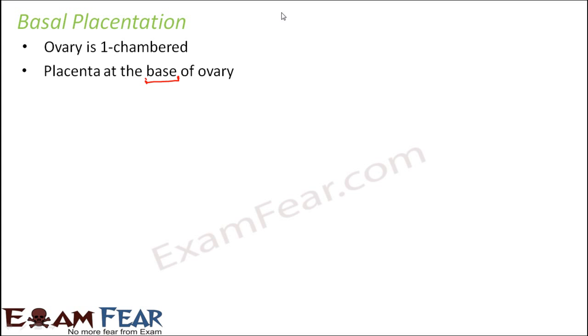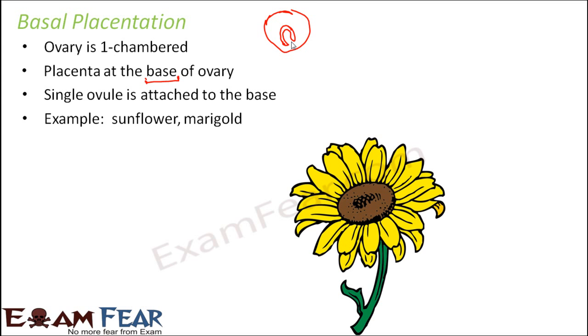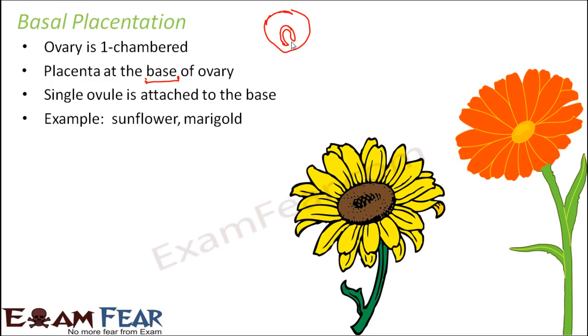Let us suppose this is the ovary, so here would be the ovule. So it is at the base of the ovary. A single ovule is attached to the base, so we do not have multiple ovules in this case. For example, sunflower and marigold are examples of basal placentation. If you want a side view of how the ovule would be, it will be somewhat like this. This is the ovule, present at the base of the ovary.